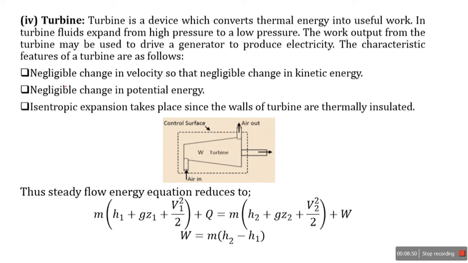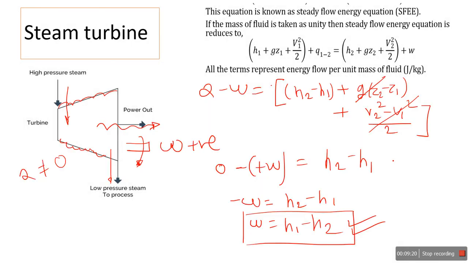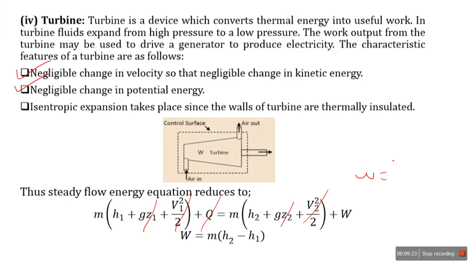Okay, so negligible change in velocity, negligible change in potential energy. So again revise: change in potential 0, change in kinetic energy 0, Q is 0 and W is positive. So the relation becomes H1 minus H2 is equal to W. There is a printing mistake here, so for W I solve this equation: W is the drop in enthalpy, W is equal to H1 minus H2 is the final.